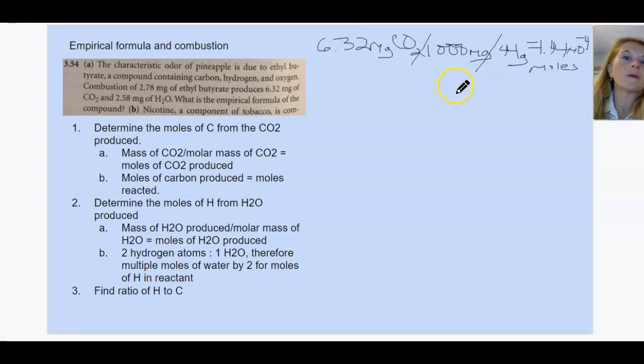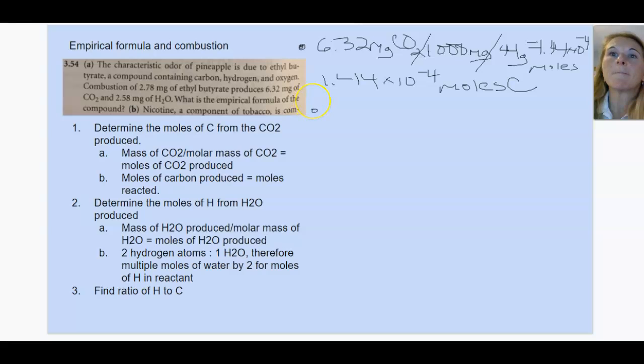Now, there's one carbon in carbon dioxide, so we have a 1-to-1 ratio of moles of carbon to moles of carbon dioxide. So that means that we are producing in this combustion reaction 1.44 times 10 to the negative 4 moles of carbon, because it is a 1-to-1. There's one carbon atom in carbon dioxide. All right, so that was number one.